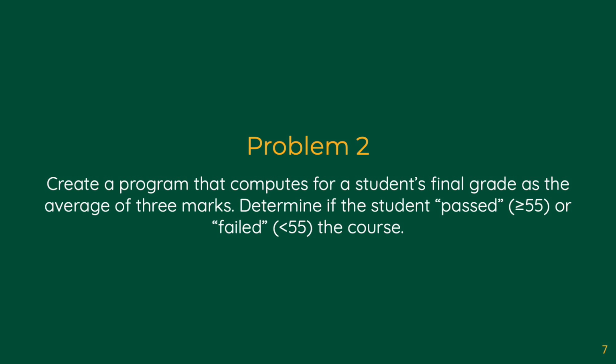Problem 2. Create a program that computes a student's final grade as the average of 3 marks. Determine if the student passed with a score greater than or equal to 55 or failed with a score less than 55. Before designing our algorithm for this problem, we need to first dissect the specifications to determine the valid inputs, the process, and the expected output of the program.